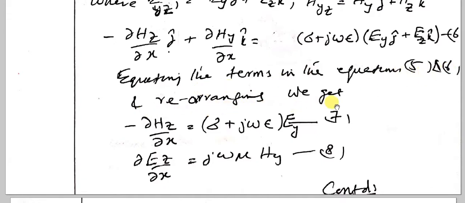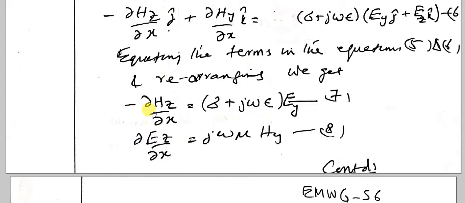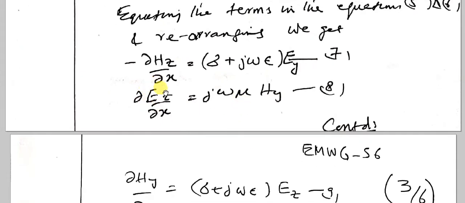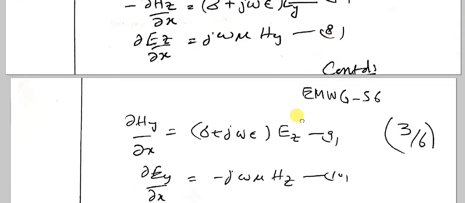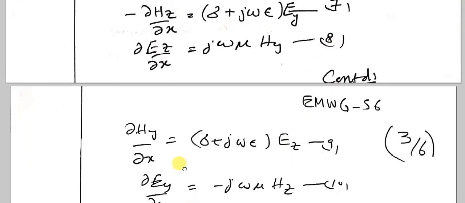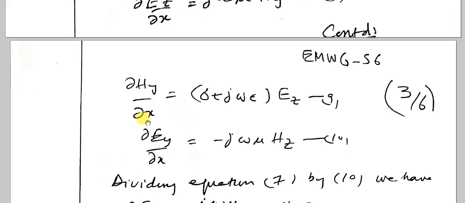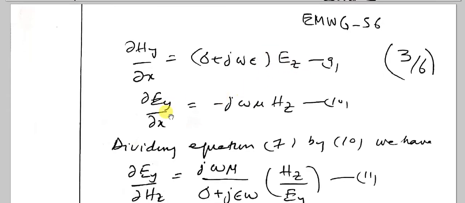and rearranging and simplifying, we get minus delta Hz by delta x is equal to sigma plus j omega epsilon times Ey, equation number 7, and delta Ez by delta x is equal to minus j omega mu Hy, equation number 8. Similarly, delta Hy by delta x is equal to sigma plus j omega epsilon times Ez, and delta Ey by delta x is equal to minus j omega mu Hz, equation number 10.